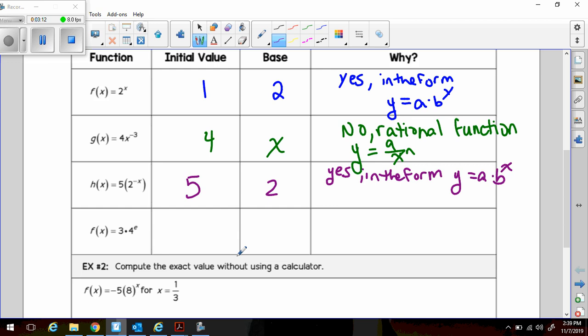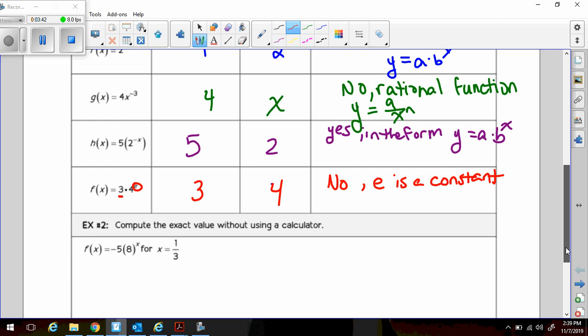Yeah. All right, the last one, number 4. It's asking us again. So our initial is 3, the number in front. Our base is 4. So this would be 4. But this is not a variable. E is not a variable. E is a number. E is like 2.7. So we're going to say no. E is a constant. It's like pi. It's actually a number, not a variable.